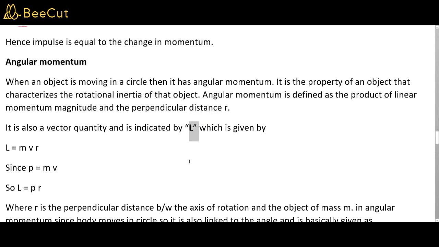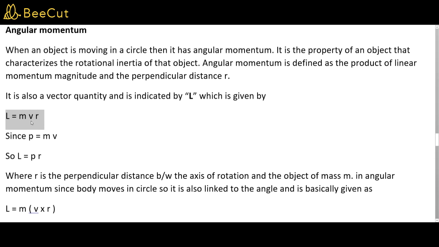Capital L is also a vector because it is defined as the product of mass, velocity and distance r. Distance r is a little complicated, which I will tell you a little later. Firstly, as v is a vector, L is also a vector. P was equal to mv, as we already studied. So if we substitute this value in the above relation, then we get L is equal to P r simply.